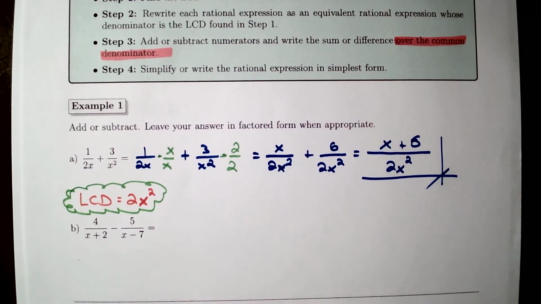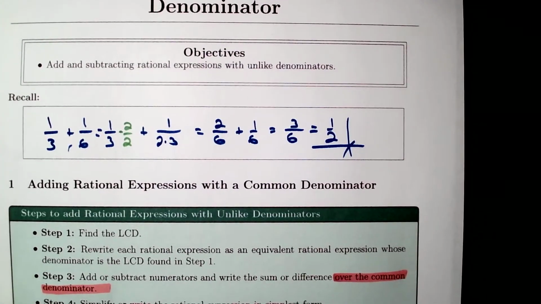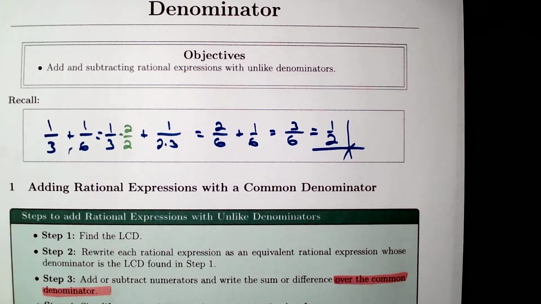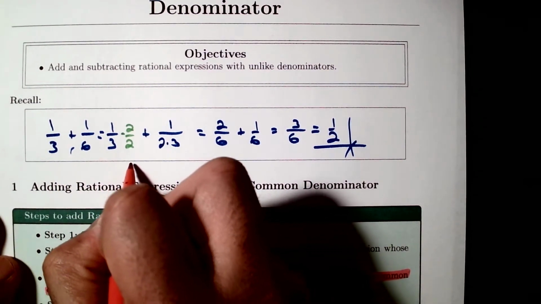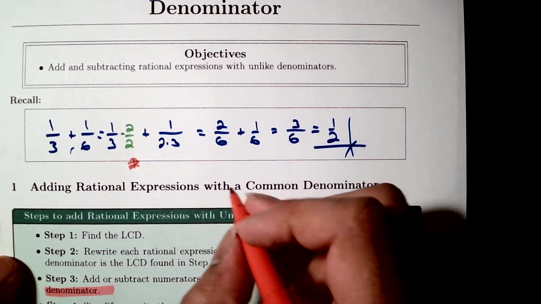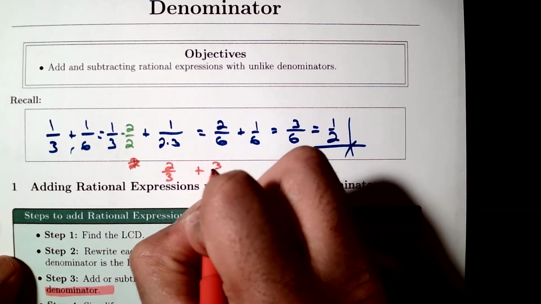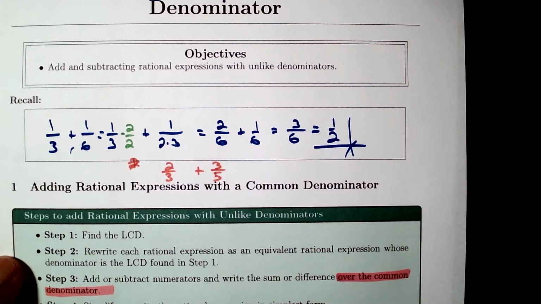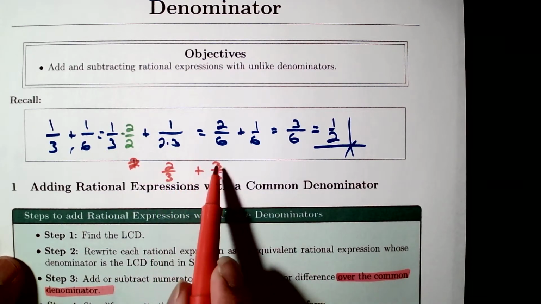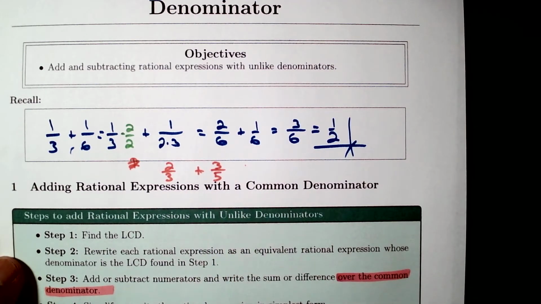Okay, let's observe letter B. But before doing letter B, let me go up here and give you another example. Let me make something up over here. I'm going to add 2/3 plus 3/5. In this case I cannot add 2 plus 3 and 3 plus 5 to get 5/8. That's not the way to do it.